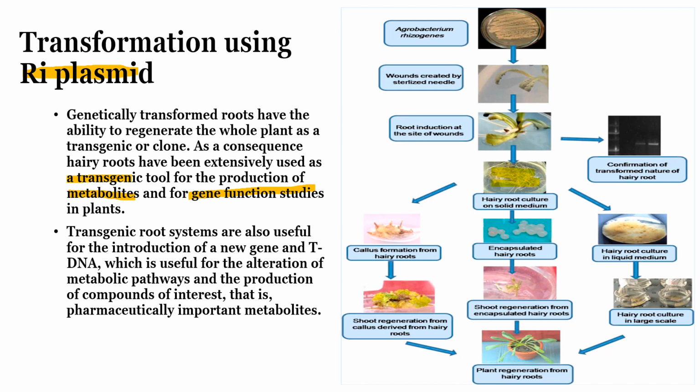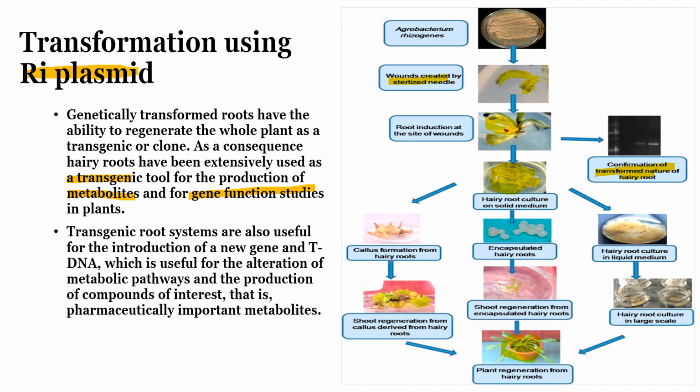First we grow the Agrobacterium rhizogenes on culture media, then we incubate the plants which have wounds on their surfaces made by a sterilized needle with the Agrobacterium rhizogenes. Then Agrobacterium rhizogenes at the site of the wound starts to induce hairy roots. After we develop the hairy root culture, we can use it in several ways to make transgenic plants. Before moving on, we confirm the transformation of the plant by molecular methods.